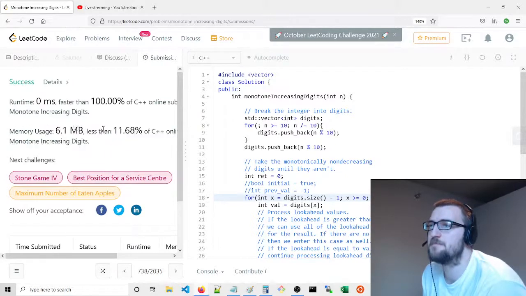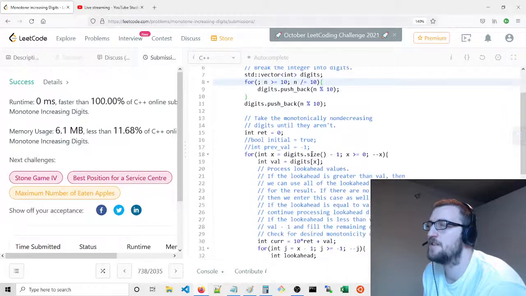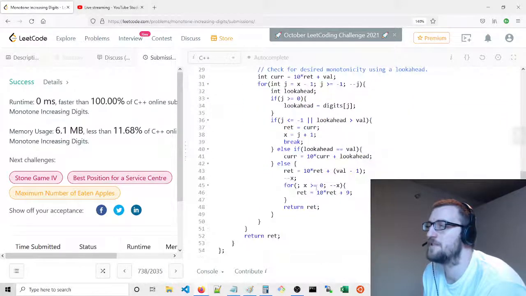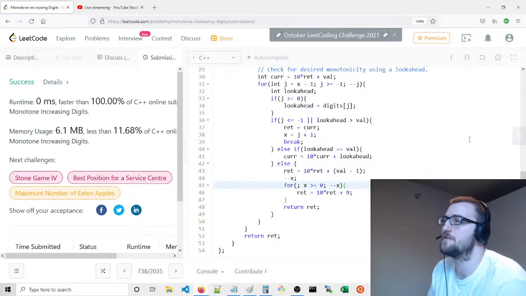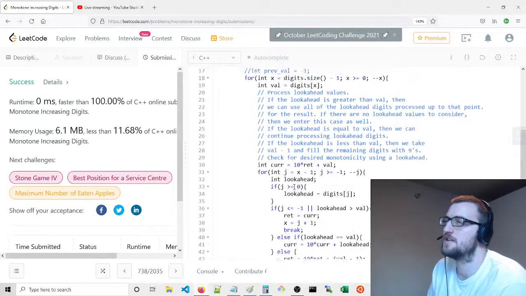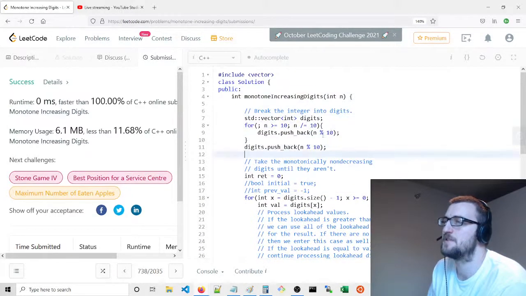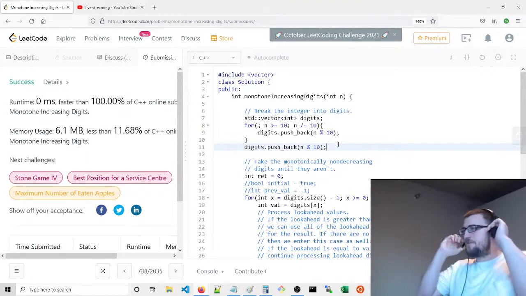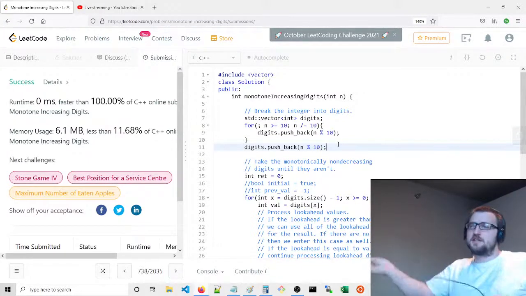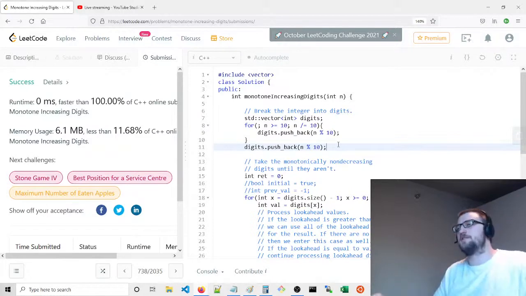We used more memory though because we pushed our digits here. I guess technically you could interweave what we're doing here. No, I don't think so. Actually, I think it's better to break up the digits first and then process.